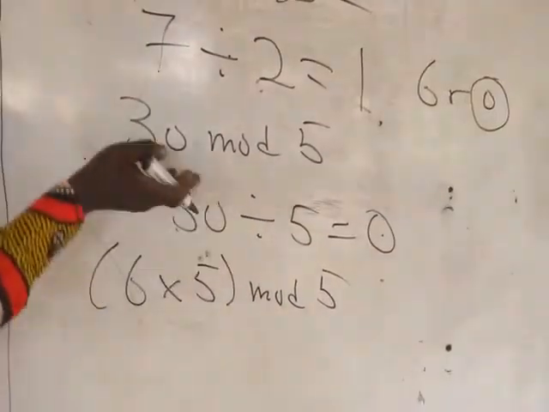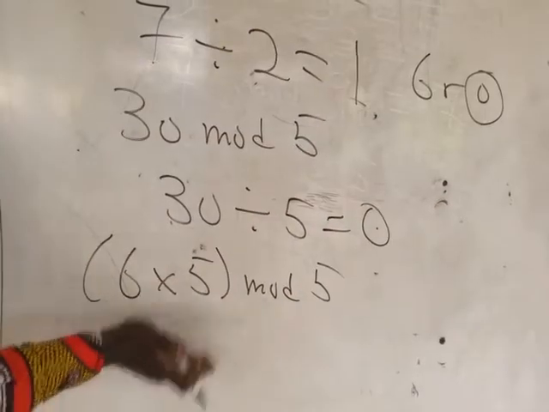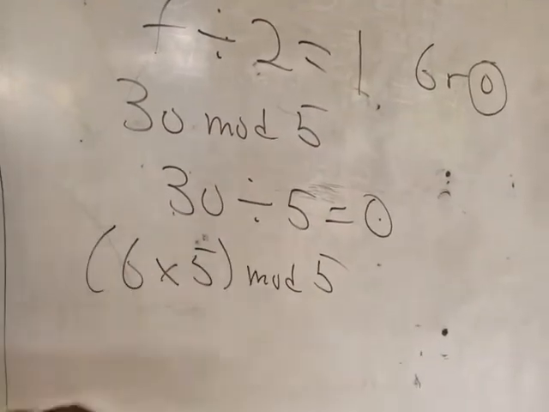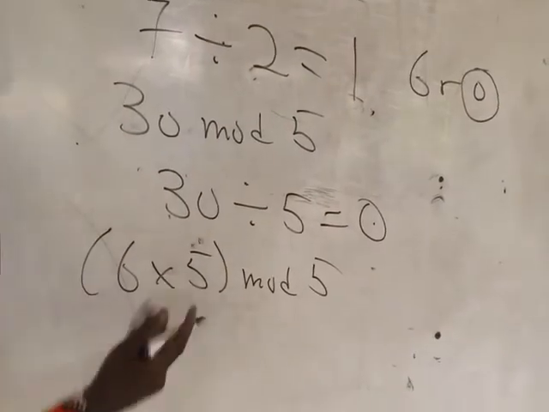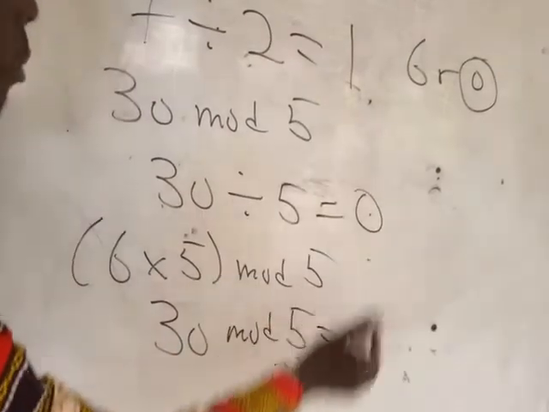This number can be written as 6 times 5 mod 5. Instead of giving you 30 mod 5, they may rather give you this. So you should first simplify it, because in math, brackets first. 6 times 5 is what? 30 mod 5, and you get the same answer, 0.